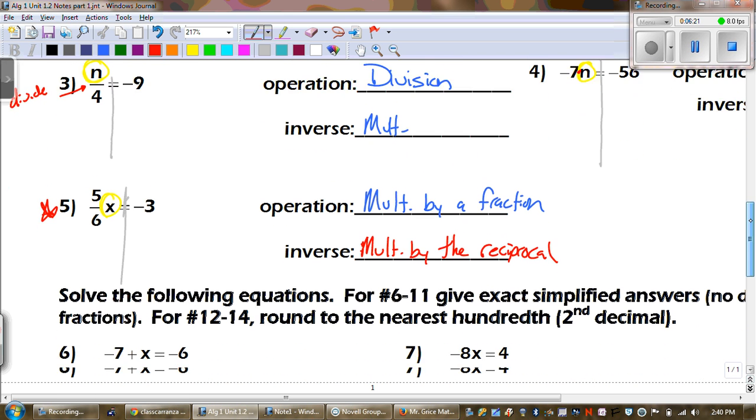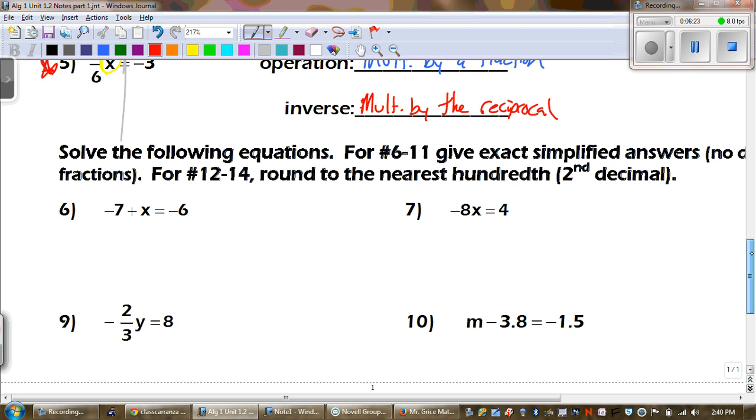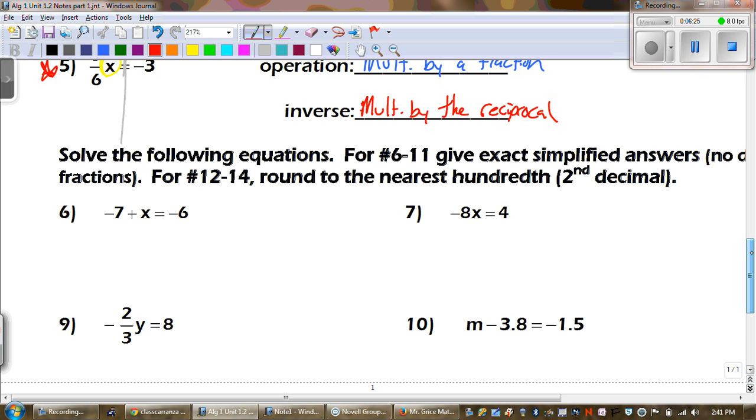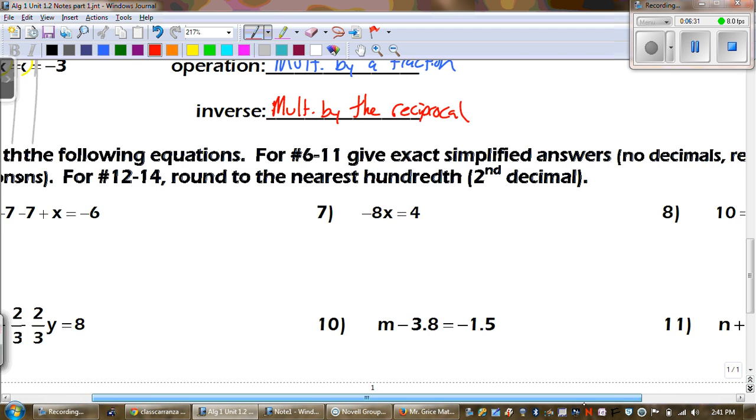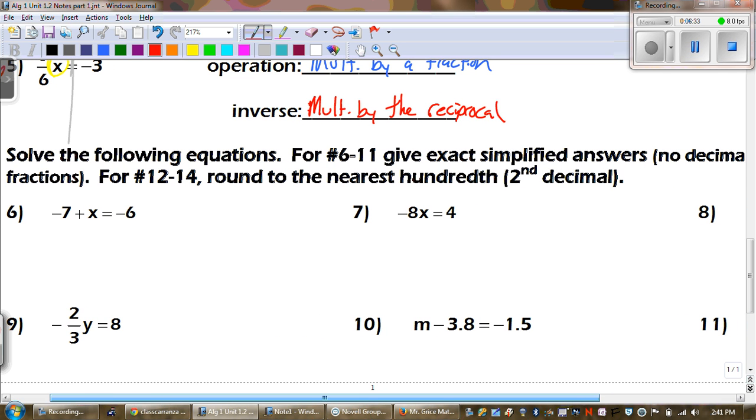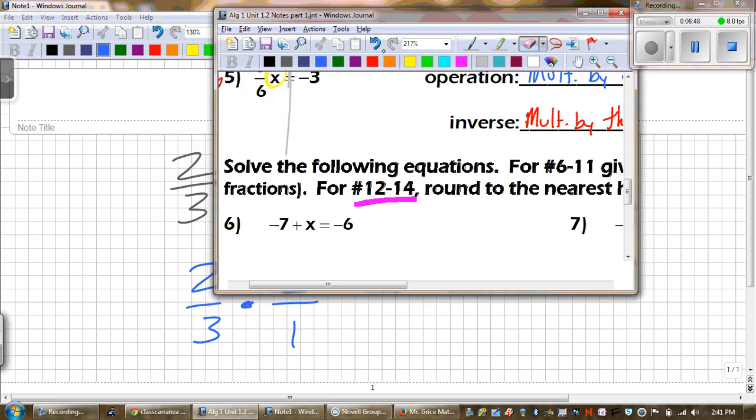All right, so what we're going to do for the rest of these is solve the following equations, and they want the exact simplified answer, no decimals, reduce the fractions. It's telling us specifically for 12 through 14 to round to the nearest hundredth, which is the second decimal. We have to pay attention to that.